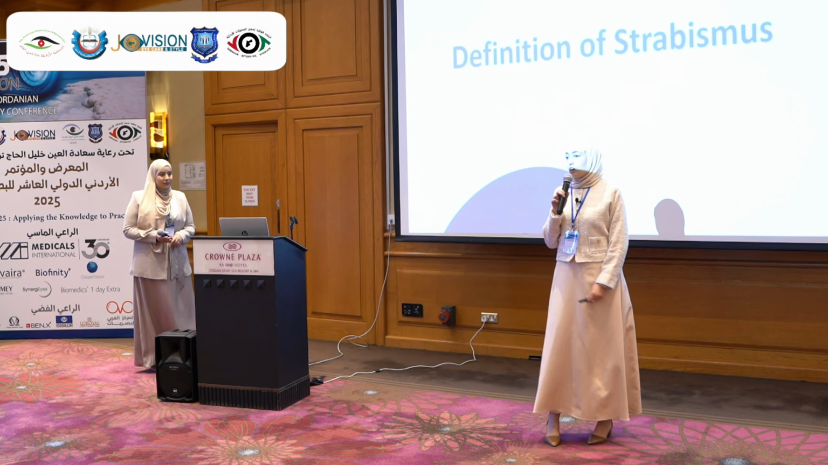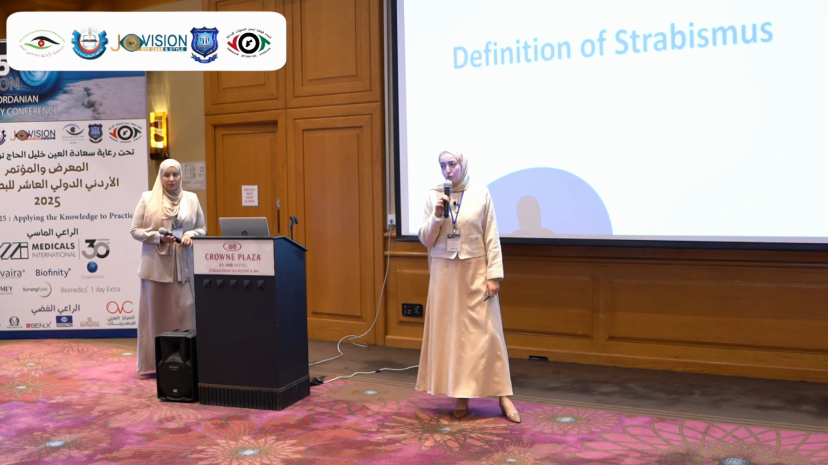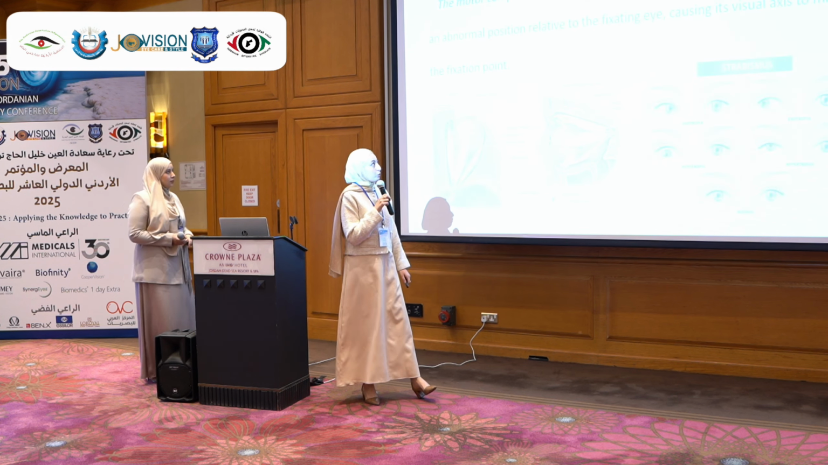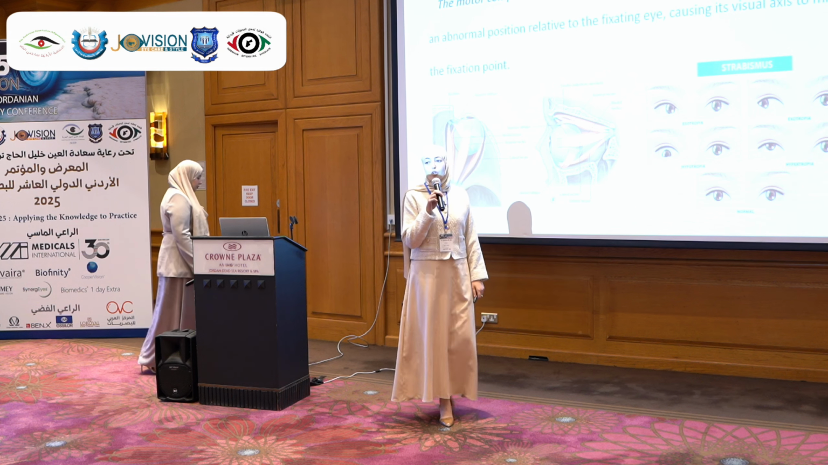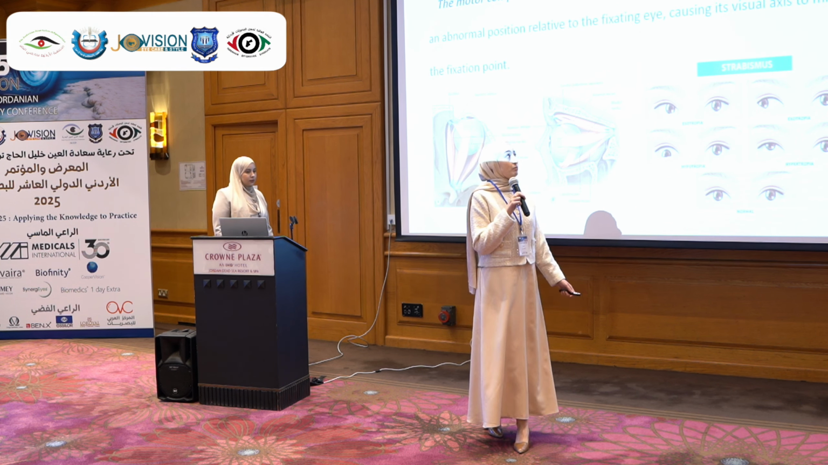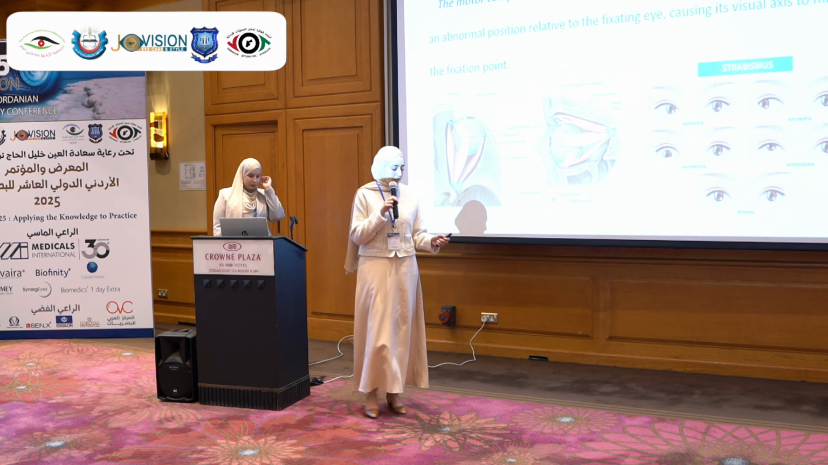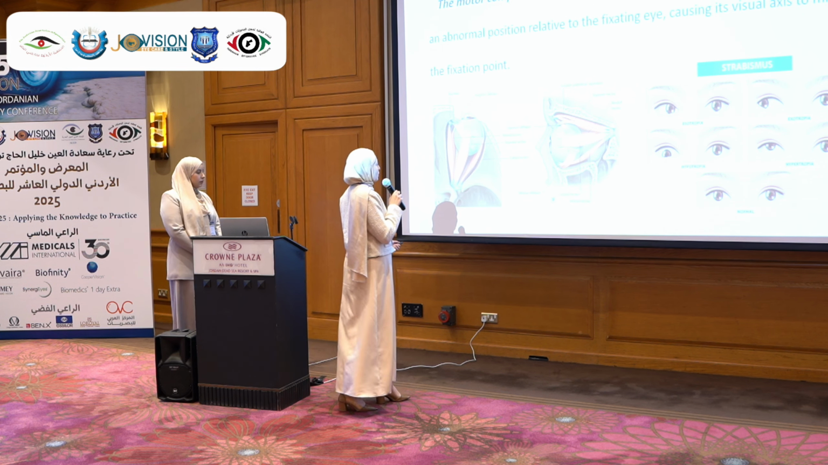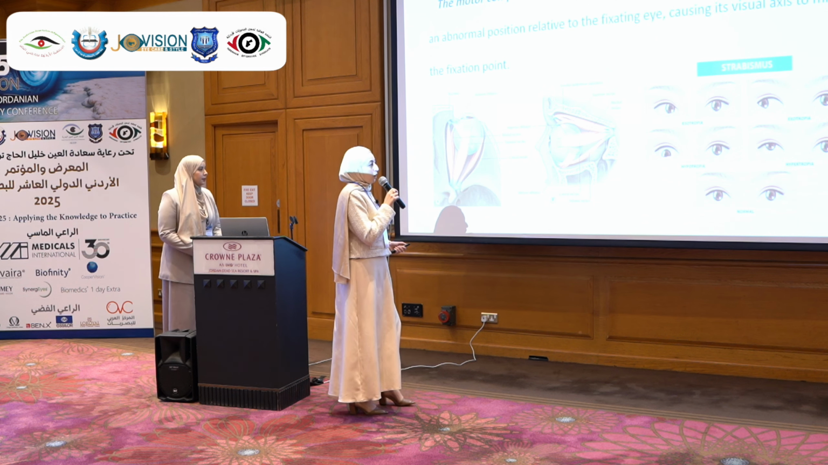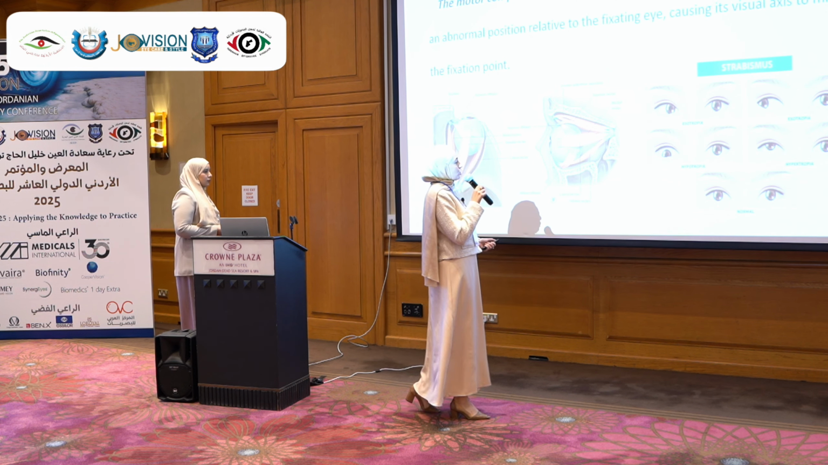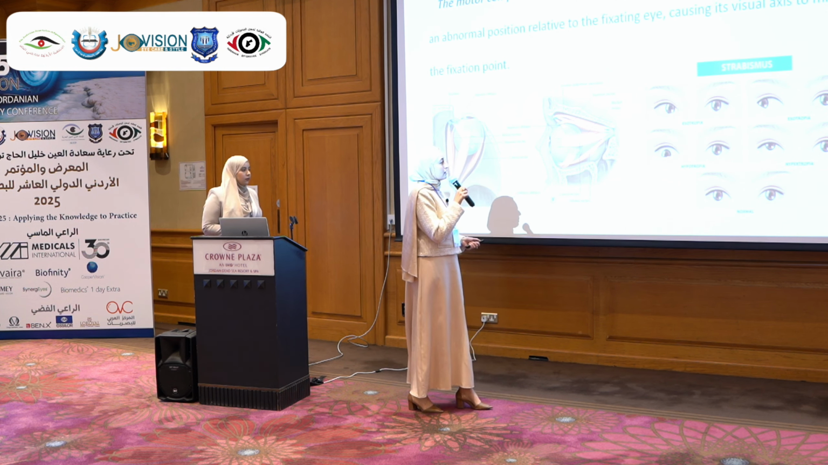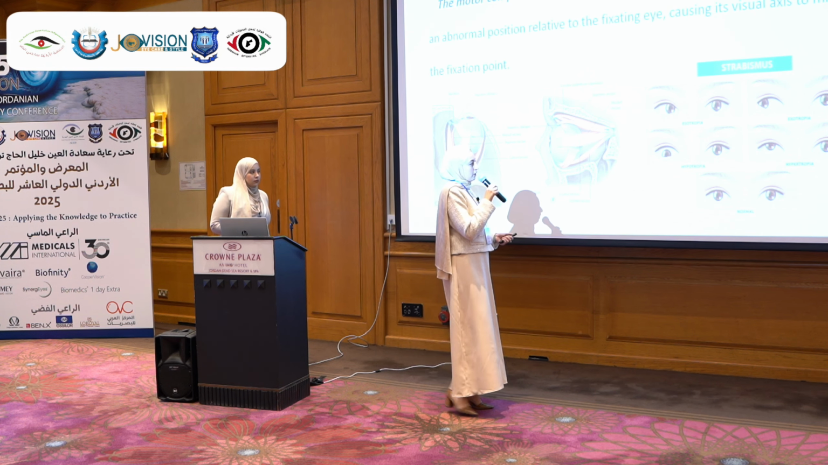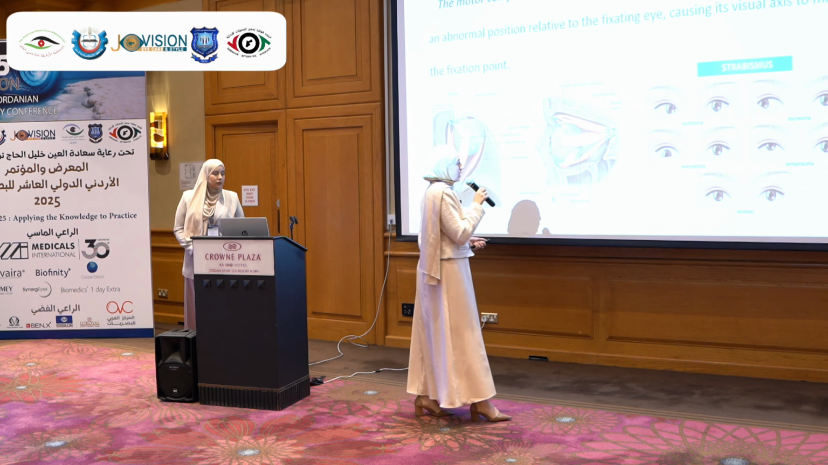As L'Anthony defined, it is an oculomotor syndrome with two components: the motor component and the sensory component. The first one is the motor component, which occurs when the deviated eye assumes an abnormal position relative to the fixating eye. As the first picture shows, the different types of muscles are responsible for the eye movement. The second picture shows an orthophoric person and different types of strabismus: esotropia, exotropia, hypertropia, and hypotropia.